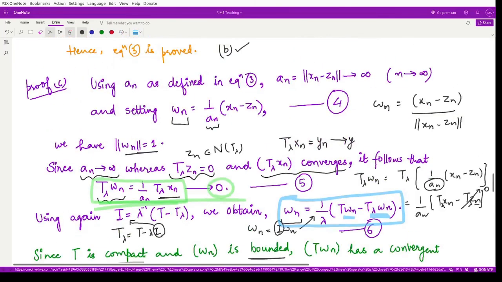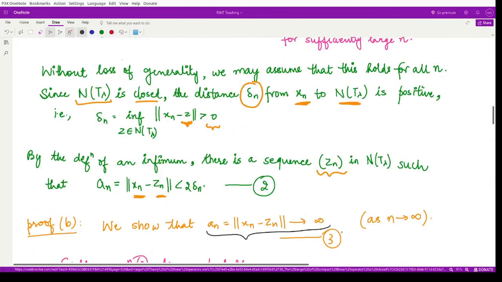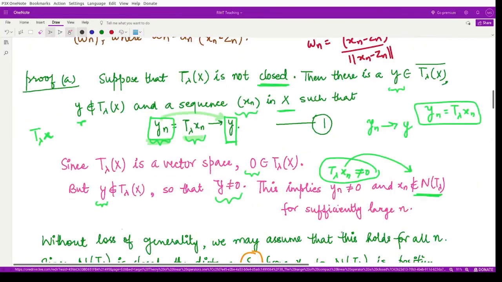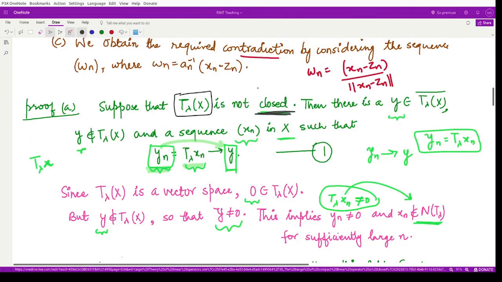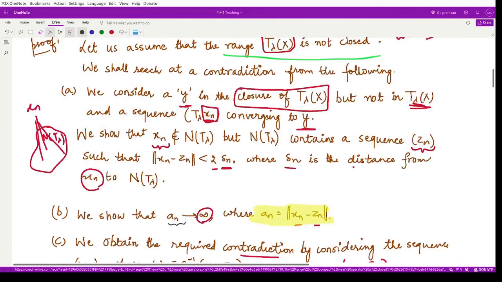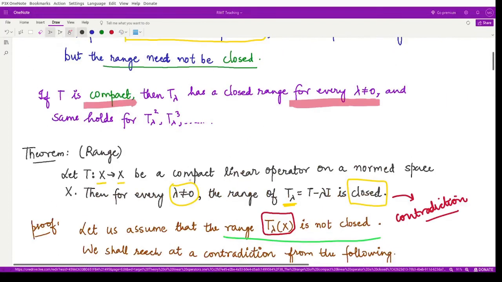Let's go back to the starting of the proof. In the very starting, we have assumed that the range space of T lambda x is not closed. That is not true. So that means this has to be closed. So hence the statement of the theorem: whenever we have a compact linear operator defined over a normed space, then for every non-zero complex number, the range of T lambda is closed in itself.